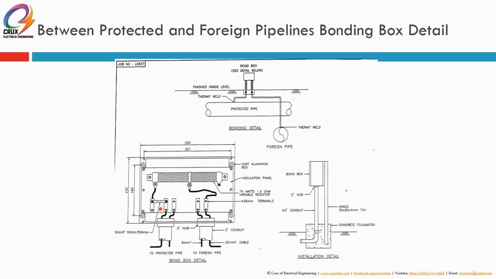This is a high temperature resistor. We'll also have a shunt, 50 millivolt, 50 amps. The shunt is basically to measure the current going from pipeline 1 to pipeline 2, or from pipeline 2 to pipeline 1. During the commissioning of the second pipeline, you will control the current flowing from the new pipeline to the old pipeline through this bonding resistor by adjusting the resistor to go higher or lower.